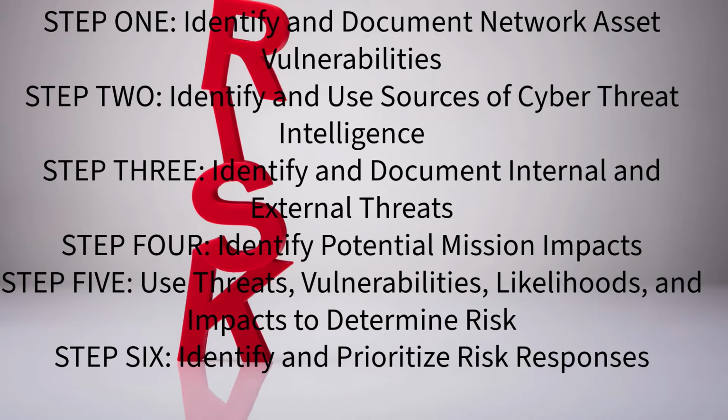The CISA offers a guide to getting started with a cybersecurity risk assessment. This process includes 6 steps. Step 1, identify and document network asset vulnerabilities. Step 2, identify and use sources of cyber threat intelligence. Step 3, identify and document internal and external threats. Step 4, identify potential mission impact. Step 5, use threats, vulnerabilities, likelihoods, and impacts to determine risk. And step 6, identify and prioritize risk responses.